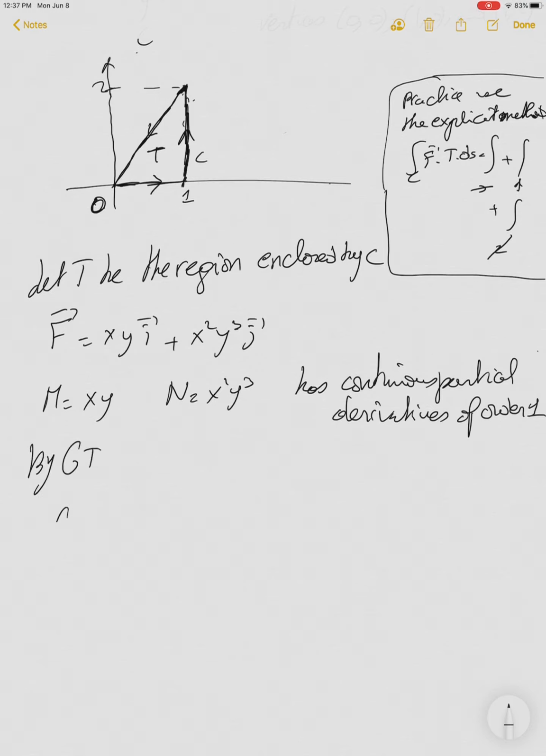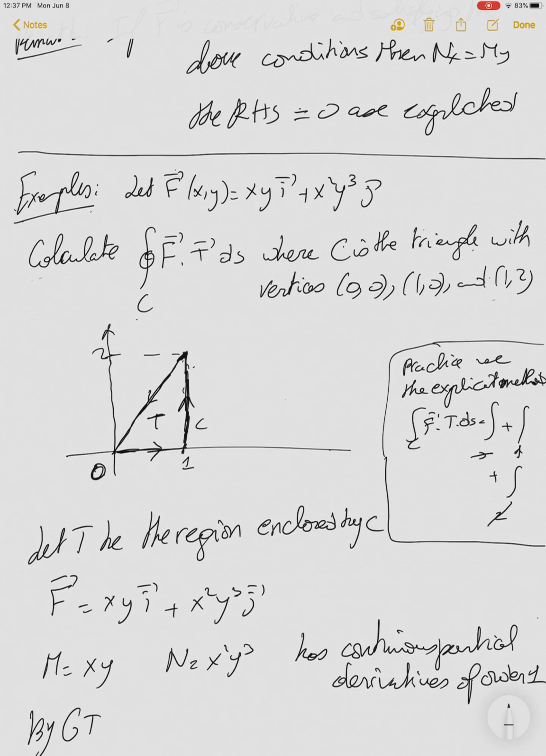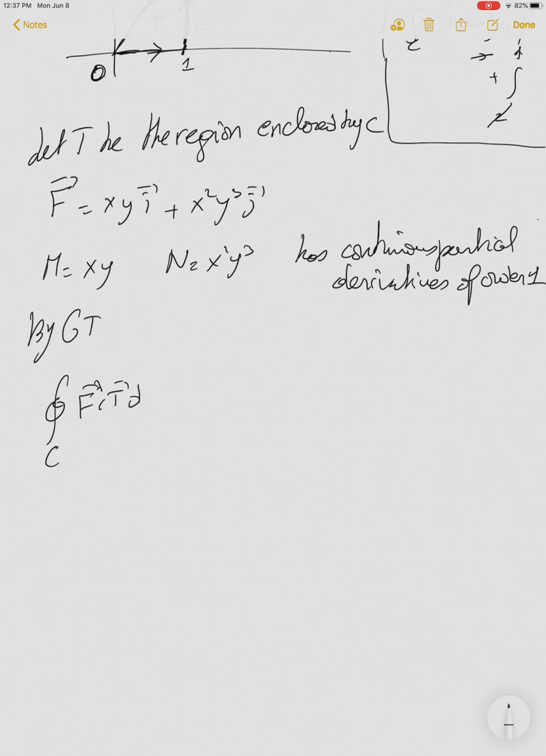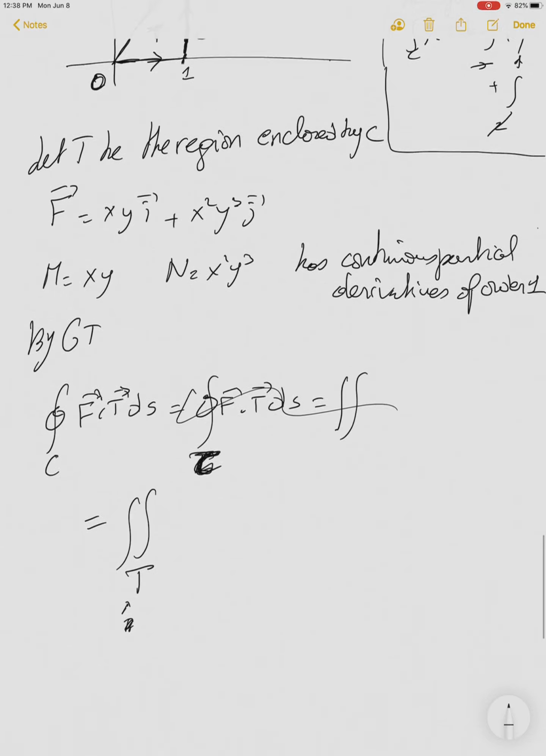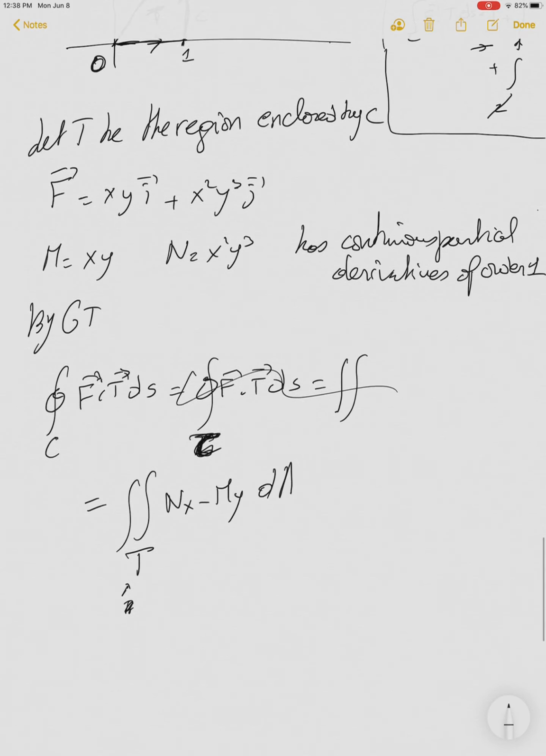Then by Green's theorem, the integral over C of f dot T ds, where C is a triangle with anti-clockwise orientation, is equal to the double integral over T, the interior of the triangle, of N_x minus M_y dA. I rewrote it, sorry.